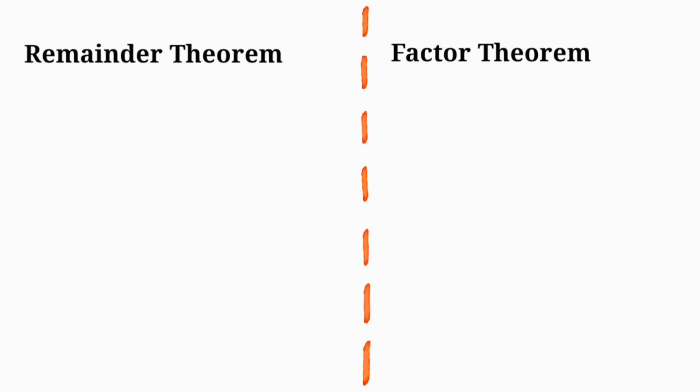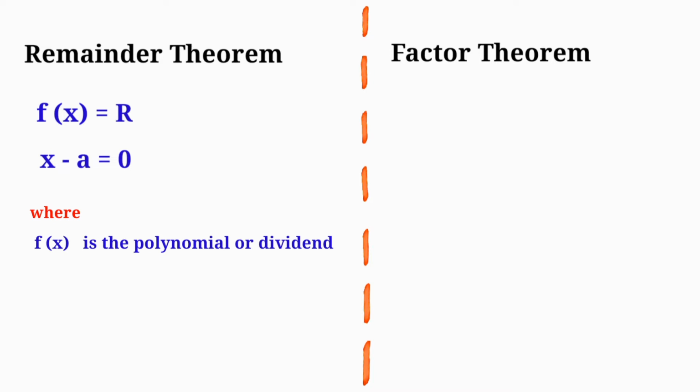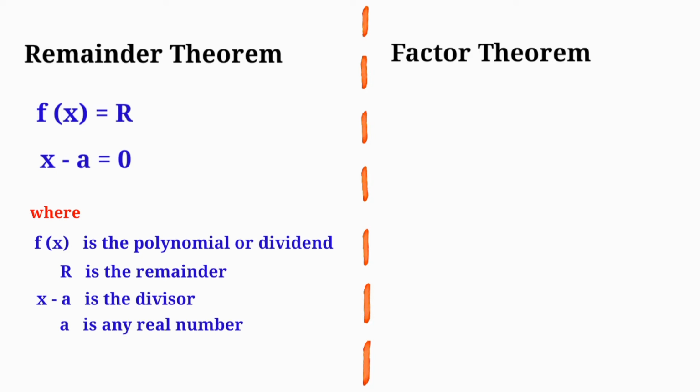To find the remainder or missing coefficients for dividing a polynomial, it is important to remember these two theorems. The remainder theorem states that f(x) is equal to r, x minus a is equal to 0, where f(x) is the polynomial or dividend, r is the remainder, x minus a is the divisor, and a is any real number.